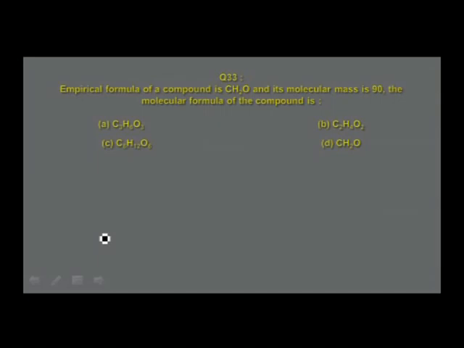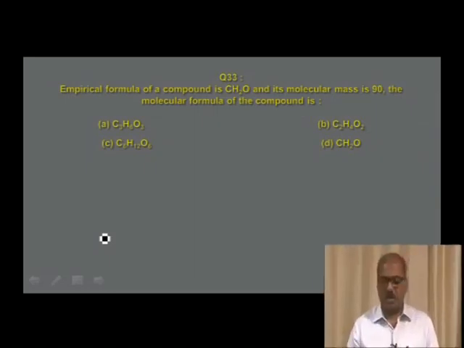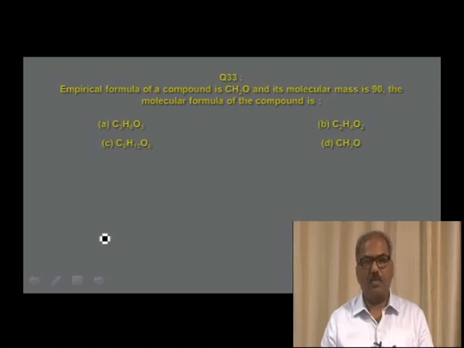Another interesting question, the empirical formula, molecular formula type. Empirical formula of a compound is given CH2O and its molecular mass is 90. The molecular formula of the compound is option A C3H6O3, option B C2H4O2, option C C6H12O6, option D CH2O. In this particular question, empirical formula is given directly, and we use the formula to calculate the molecular formula. The relation to be used is N into empirical formula is equal to molecular formula. The value of N is unknown.